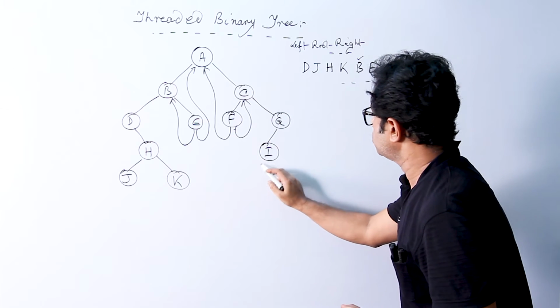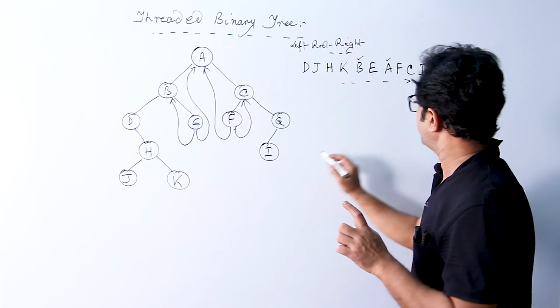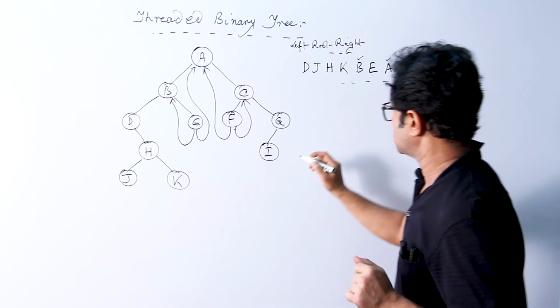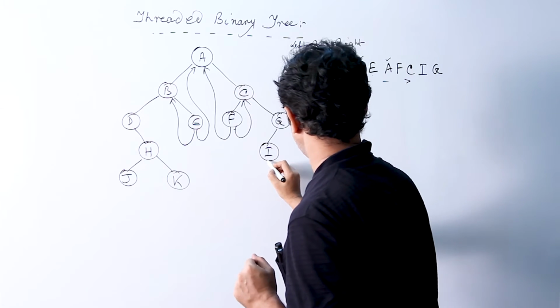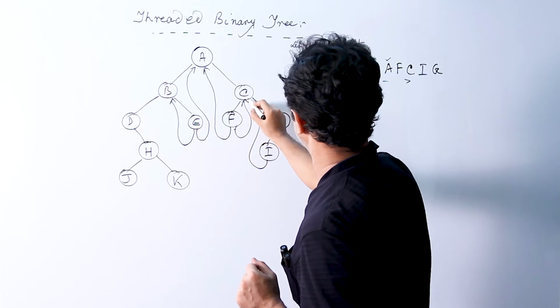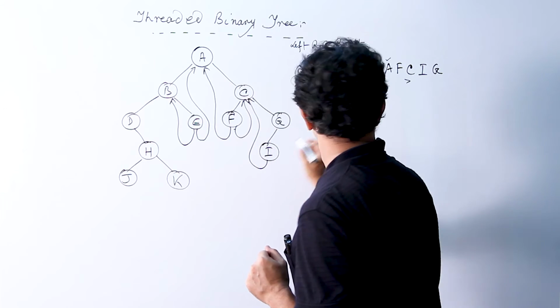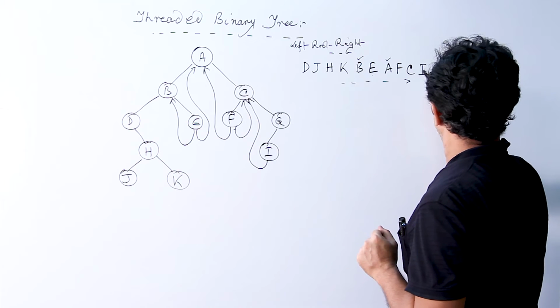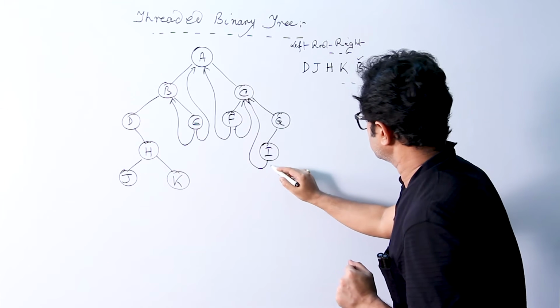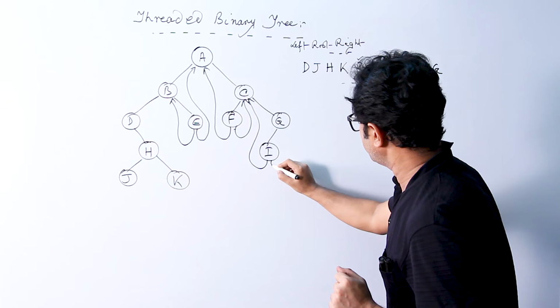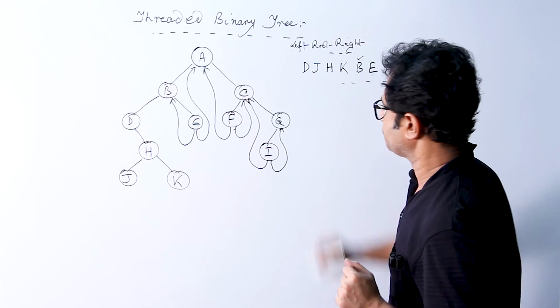I has two null pointers, left and right. I has an inorder predecessor of C. So the left null pointer will point to C. The inorder successor of I is G. So the right null pointer will point to G.